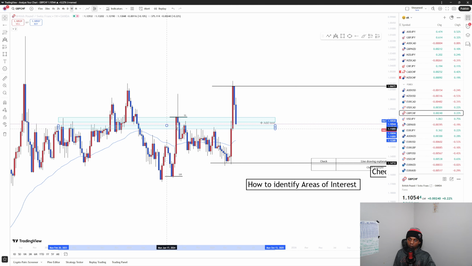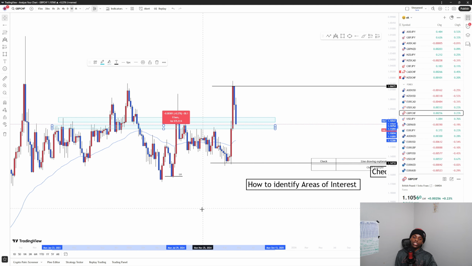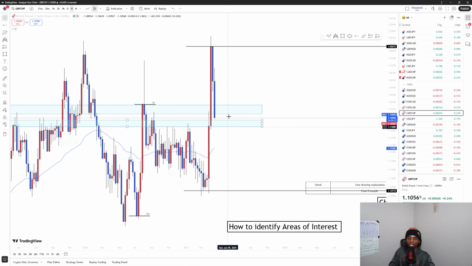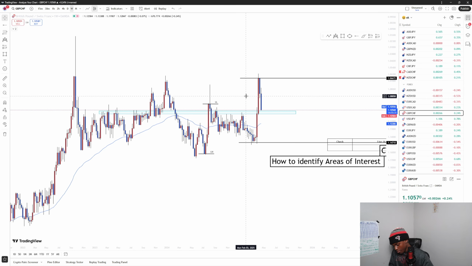Rinse and repeat. Now we have 1, 2, 3, 4 touches. We measure this and it's 30 pips. If you do this long enough, you won't have to do all this. I no longer have to place my box from the higher high to the lower low, I just see it. I've been doing this for like 6, 7, 8 months now. So I don't really gotta do all this. Do it long enough and you won't have to do all of this.